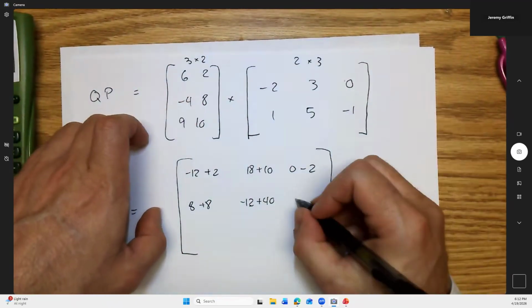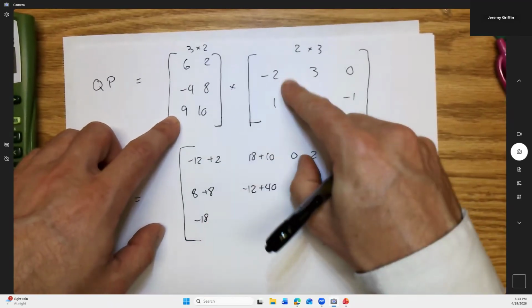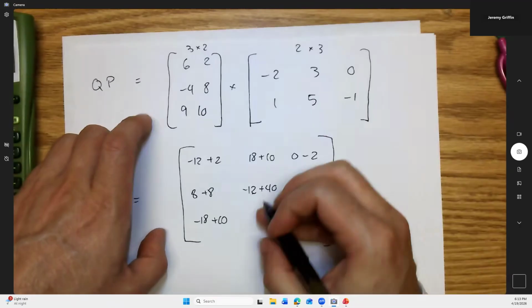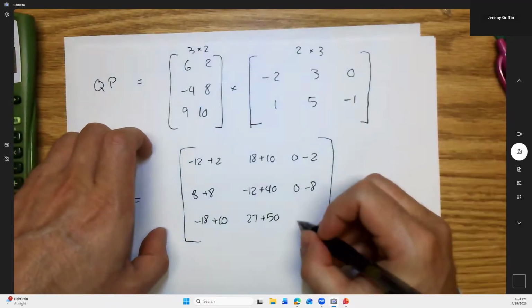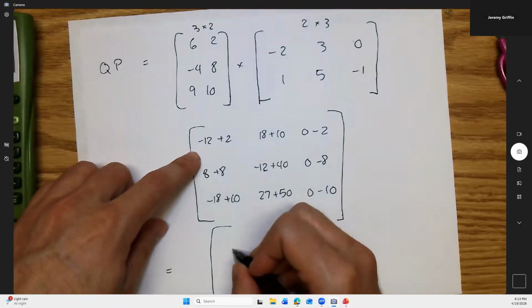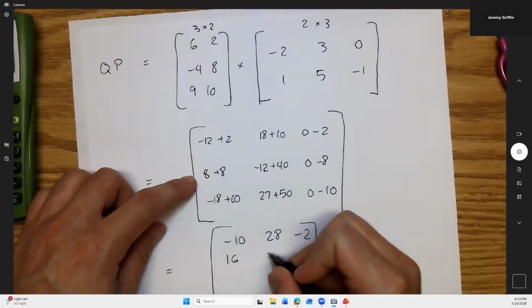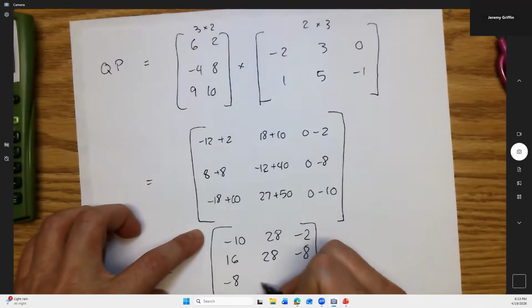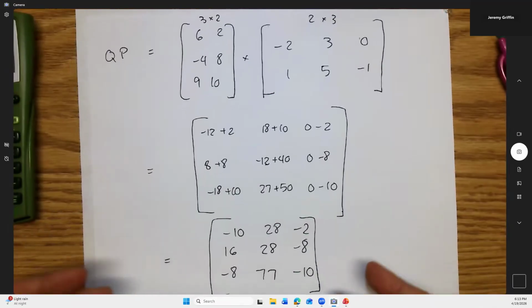0 and negative 8. And last row, we got negative 18 and 10. I got 27 and 50. I got 0 and negative 10. So clean this up a bit. All right, so that's definitely negative 10, 28, negative 2, 16, is that 28, I think? And negative 8. And then negative 8, ooh, 77 and negative 10. Yeah, so there's the answer for Q key.